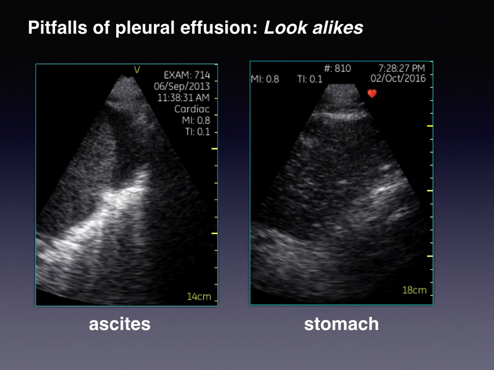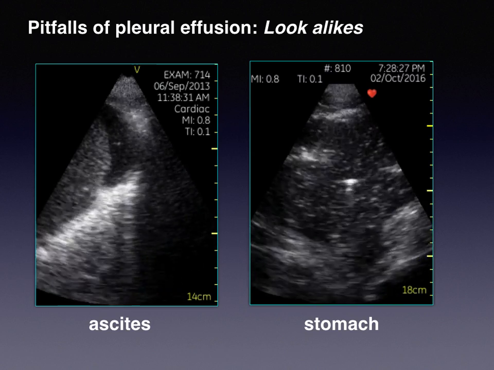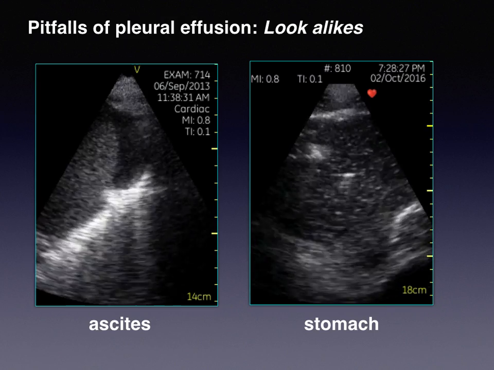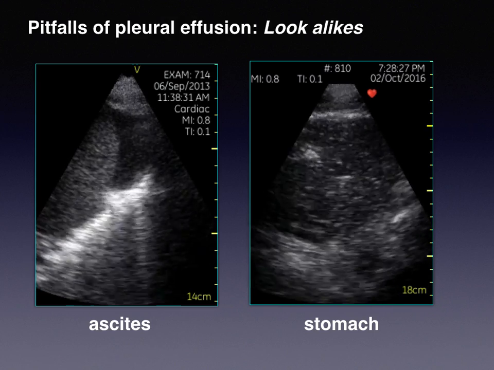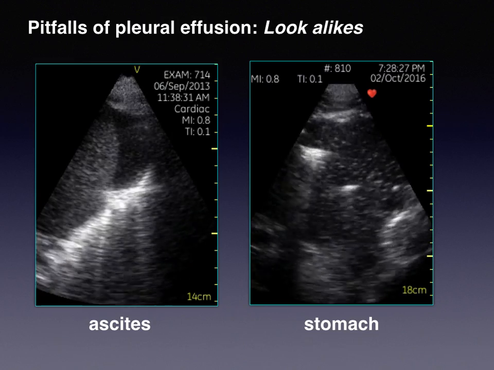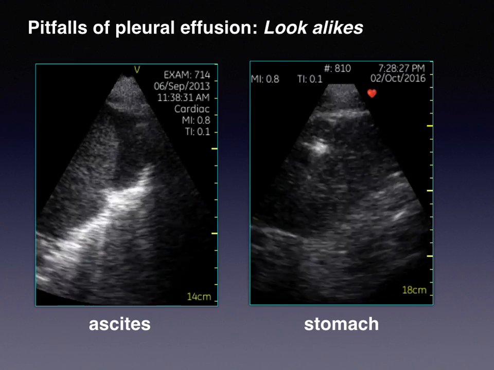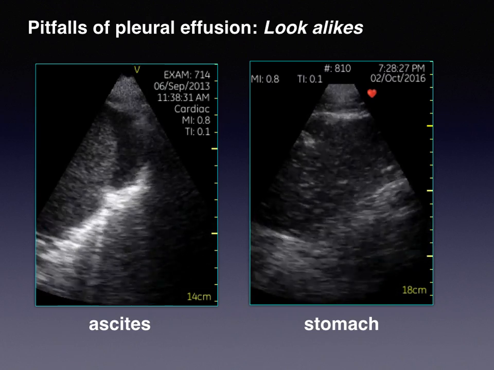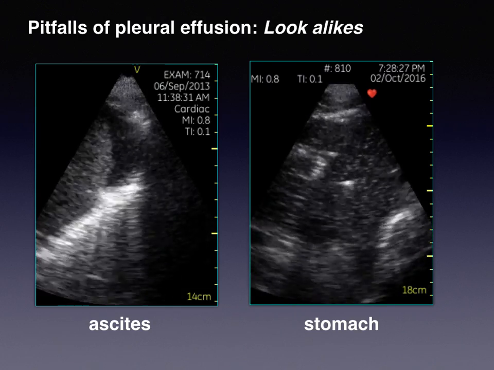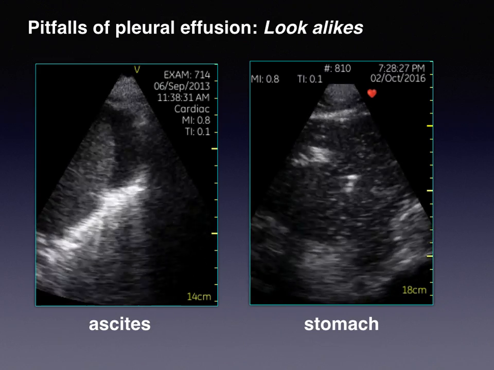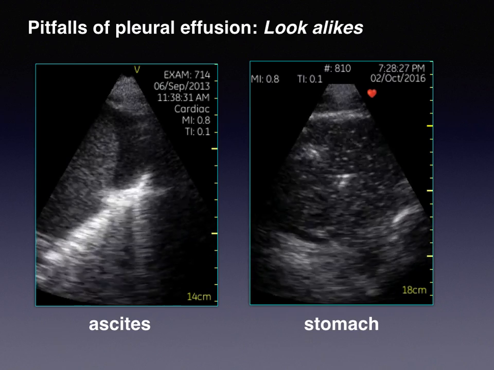Pitfalls to pleural effusions. Here are some lookalikes. Here is ascites on the left and stomach on the right. This turns out to be on the right a brisk GI bleed and blood in the stomach. Notice that on the ascites on the left, the spleen, we call it a naked spleen because you do not see overlying diaphragm on top of that spleen. In fact, there's a little bit of fluid between the spleen and lung on the right, as well as diaphragm on the right.